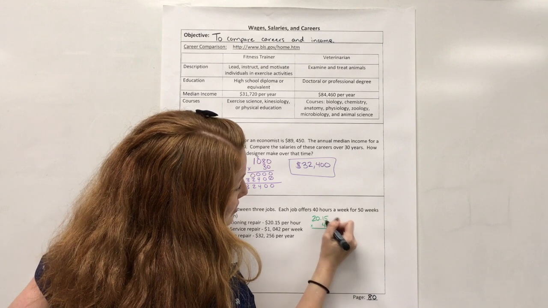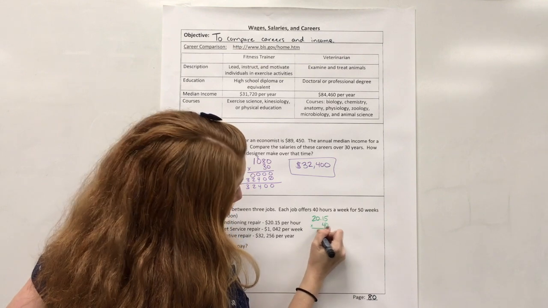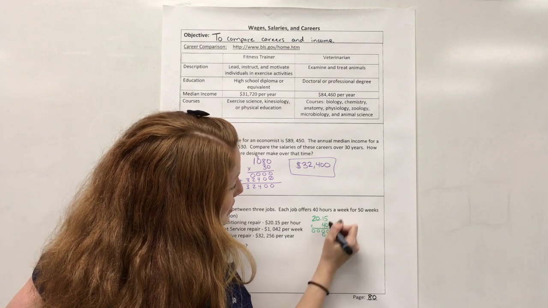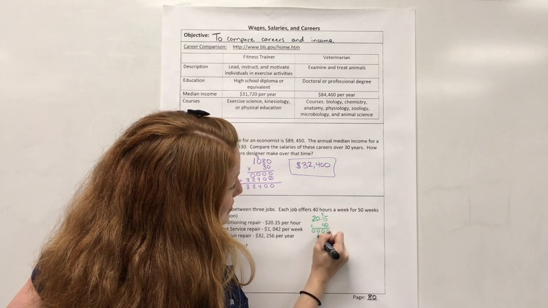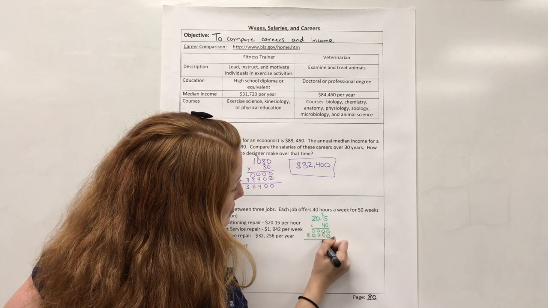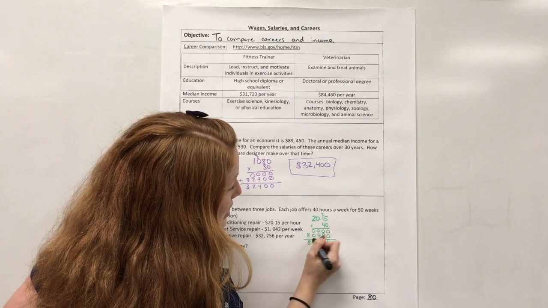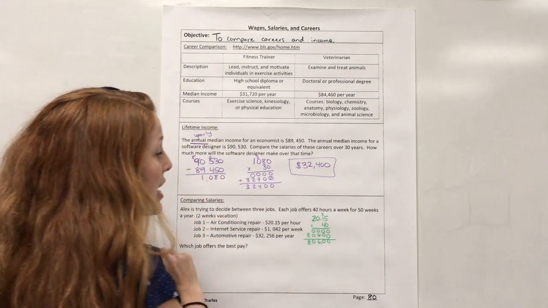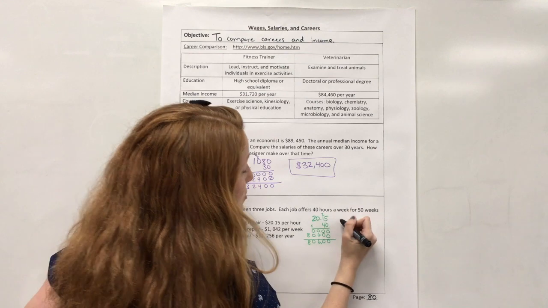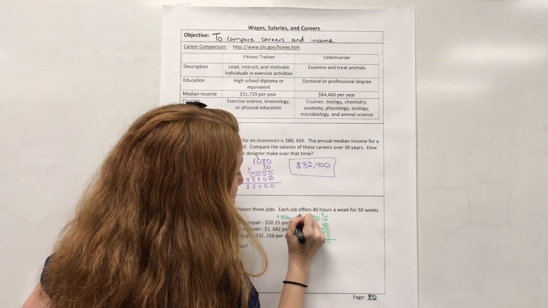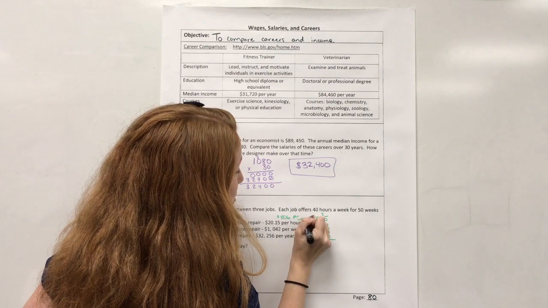0 times 5 is 0, 0, 0, 0. Okay, 4 times 5 is 20, 4, 5, 6, 0, 8. 0, 0, 6, 0, 8, and there's 2 decimal spots. So that means he is making $806. This would be $806 per week.